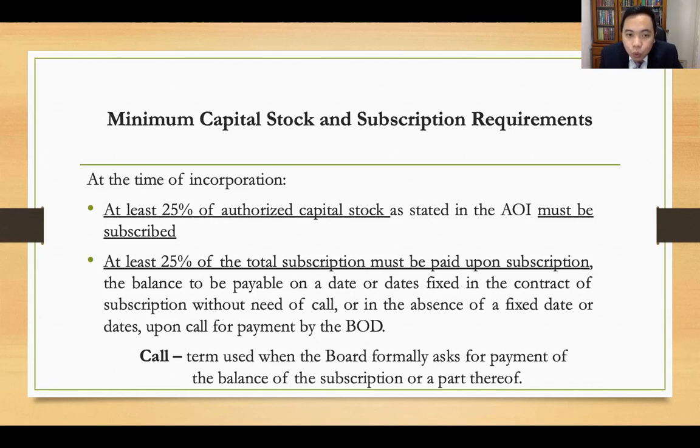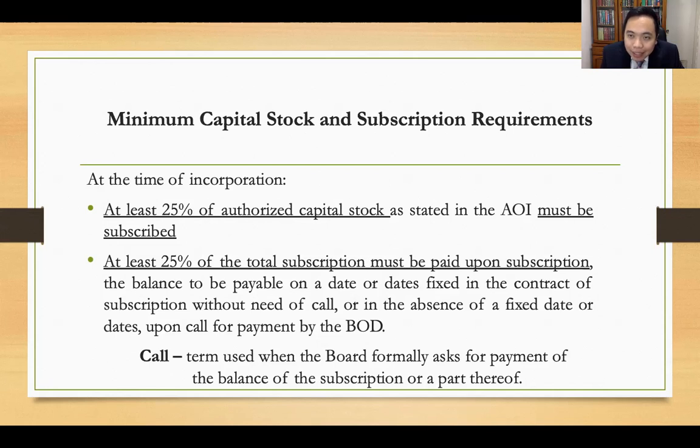Take note of the words total subscription. What the law requires under Section 13 is not compliance with the 25-25 threshold in all subscription contracts, but only with respect to the total subscription. Again, I will repeat. The requirement under the old corporation code with respect to the 25-25 threshold applies only to the total subscription, meaning the subscription of the authorized capital stock of a corporation in its entirety, the aggregate subscription, not the individual subscription of each of the stockholders.